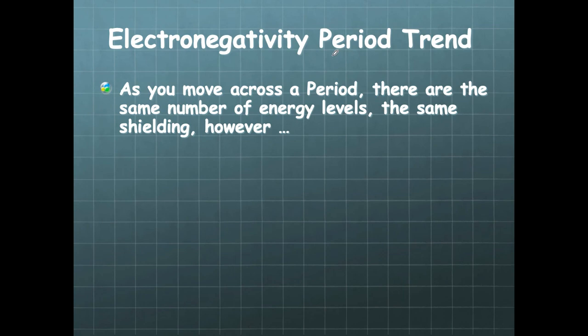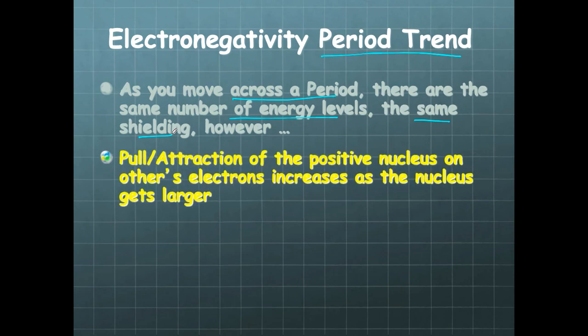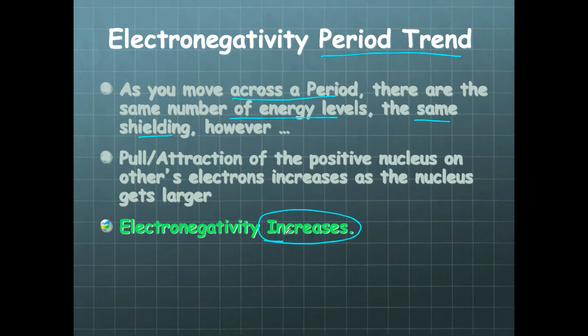Okay, so let's look at a period trend for electronegativity. Again, as we move across a period, we know that the energy level remains constant. The shielding effect also remains constant. However, the pull or the attraction of the nucleus on its valence electrons increases as we move across a period, and because of that, electronegativity increases as we move across a period.